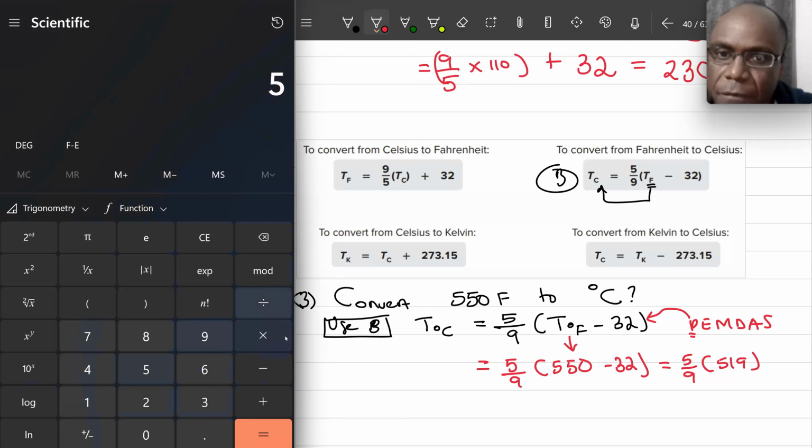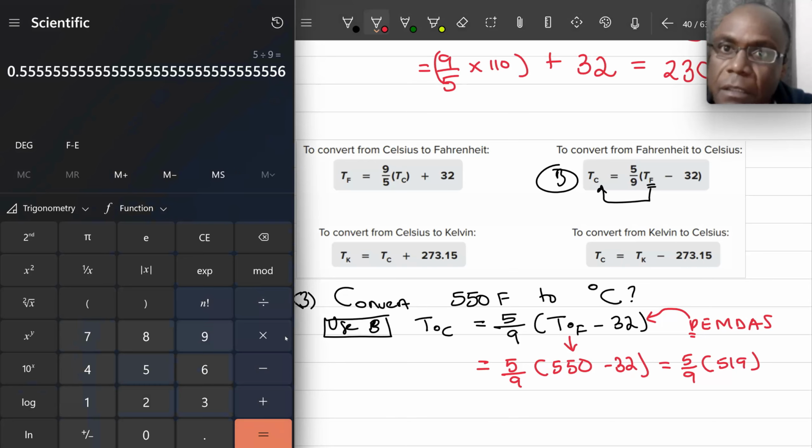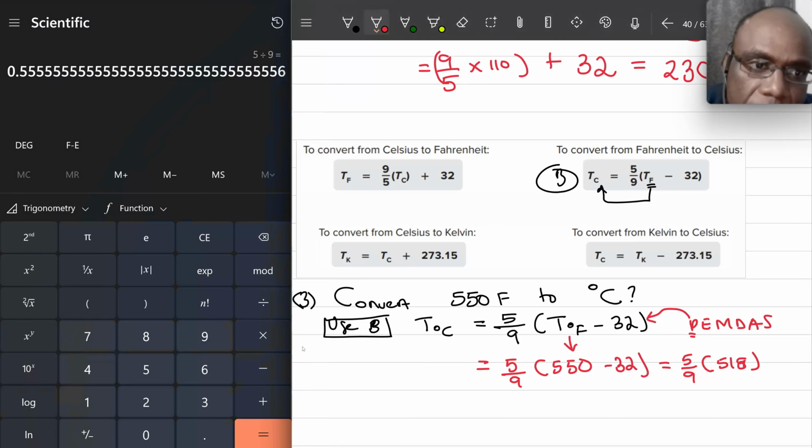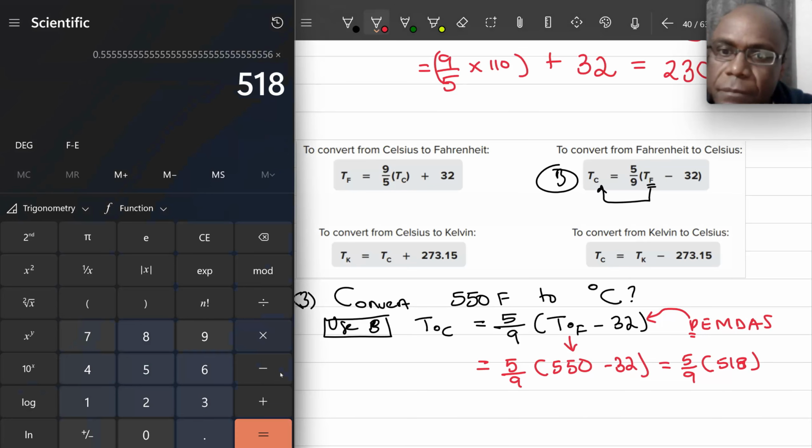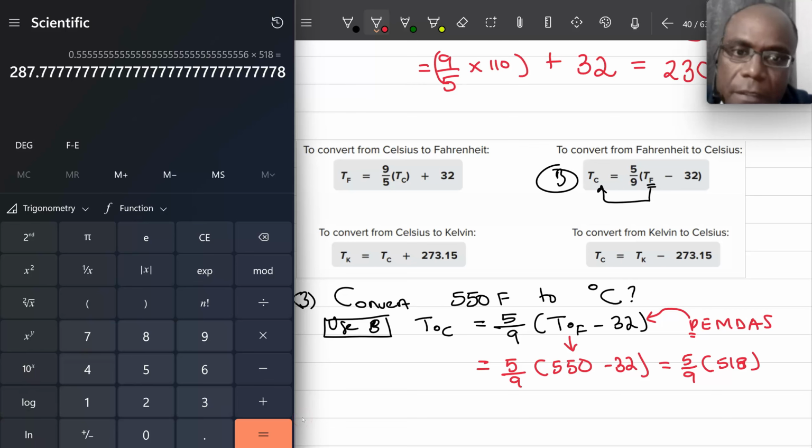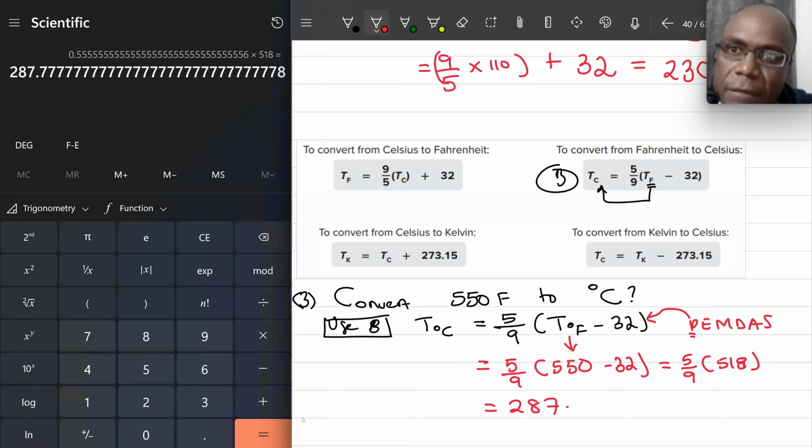So let me just say 5 divided by 9, and then multiply that by 518. The answer I'm getting is 287.7 recurring. I think I'll keep it like that. The question will tell you how many sig figs to report the answer to.